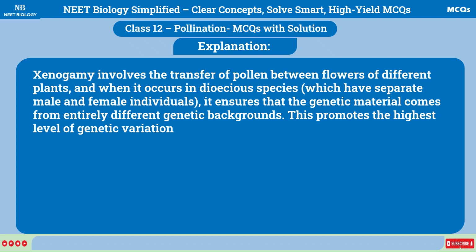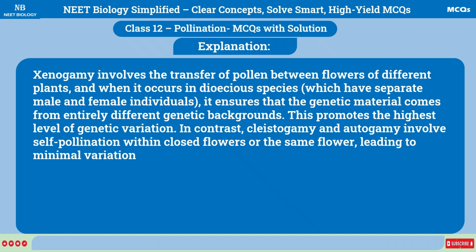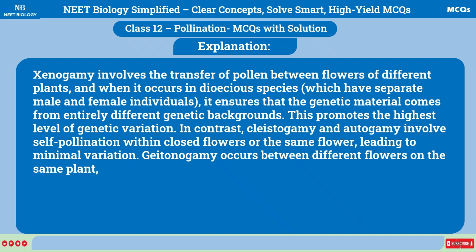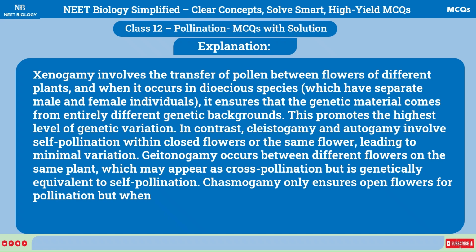In contrast, cleistogamy and autogamy involve self-pollination within closed flowers or the same flower, leading to minimal variation. Geitonogamy occurs between different flowers on the same plant, which may appear as cross-pollination but is genetically equivalent to self-pollination. Chasmogamy only ensures open flowers for pollination, but when combined with autogamy still results in low variation.